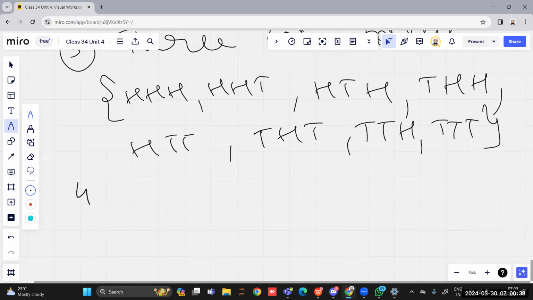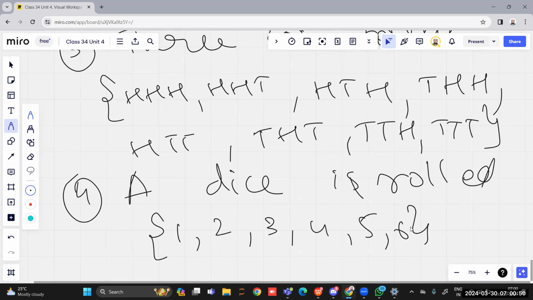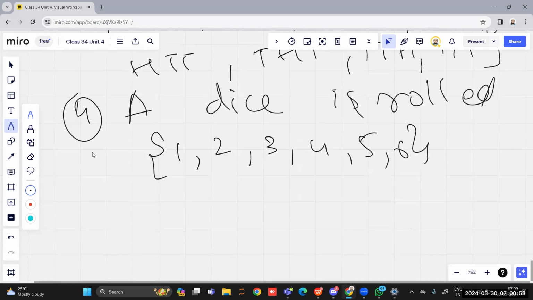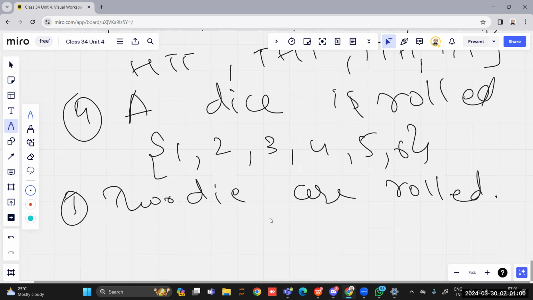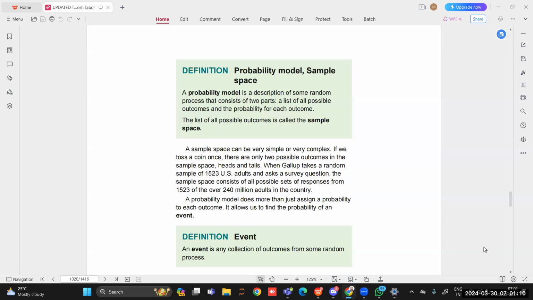If a die is rolled, it is 1, 2, 3, 4, 5, 6. Yes or no? Two dice rolled, I have drawn: 6 by 6, it will have 36 outcomes. Yes or no? So those are the different sample sizes. Is it clear?